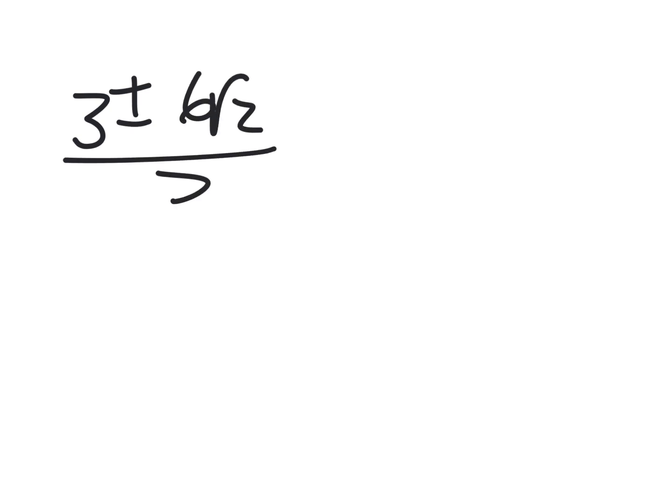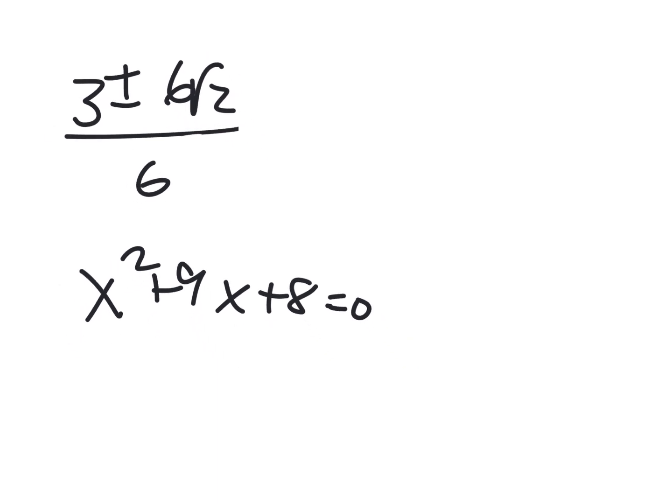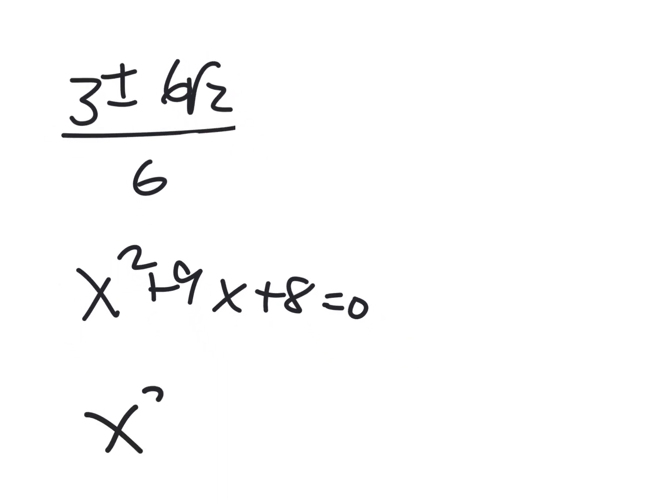So we started today with just a little bit of review. These are critical first 20 topics. 3 plus and minus 6 root 2 all over 6. Sorry, it's messy. I'm going to fix that. And the next one was x squared plus 9x plus 8. And the last one was x squared minus 3x equals 1.